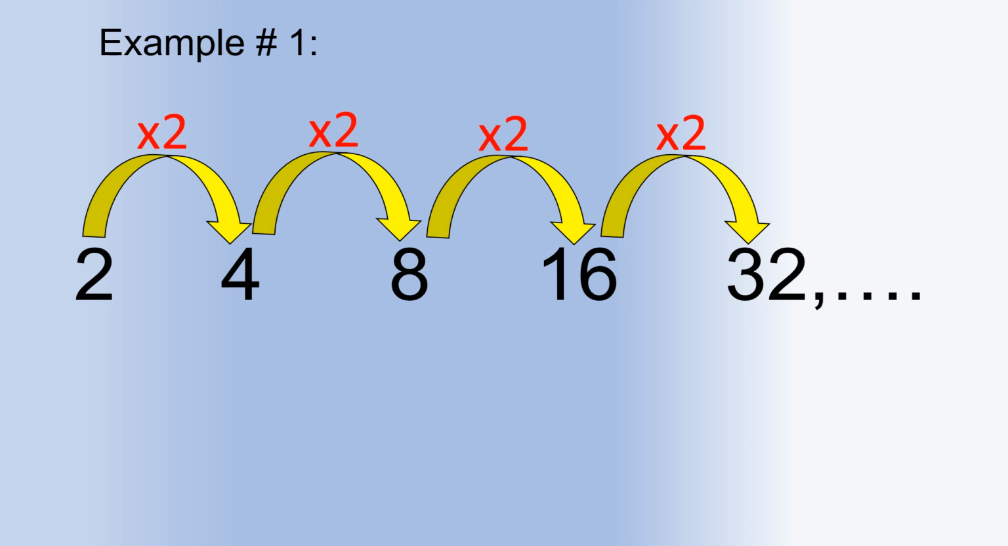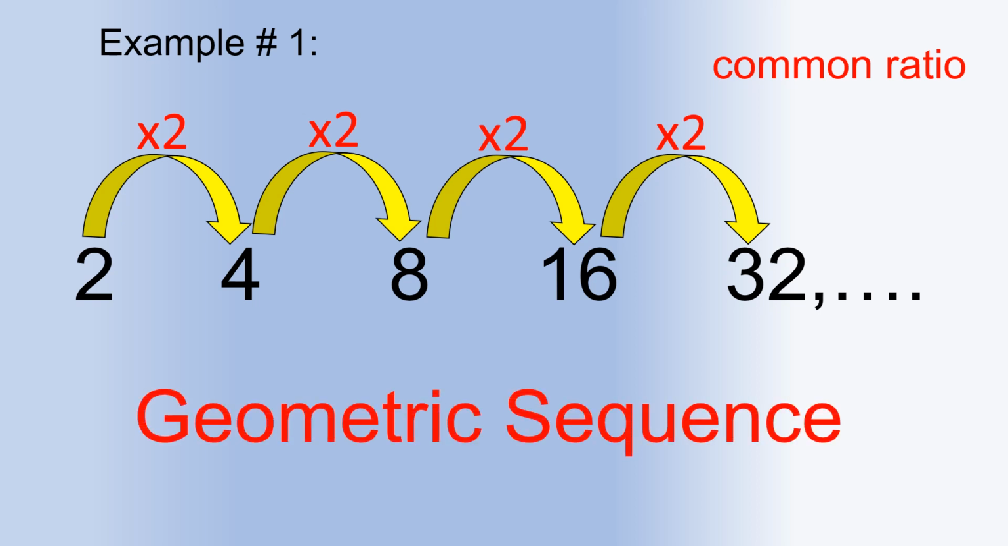So as you can see in our example, we got the same constant multiplied to the first term, second, third, fourth, and so on. So that means that constant is a common ratio. So from our definition of geometric sequence, if there is a common ratio in a given sequence, it is said to be a geometric sequence.